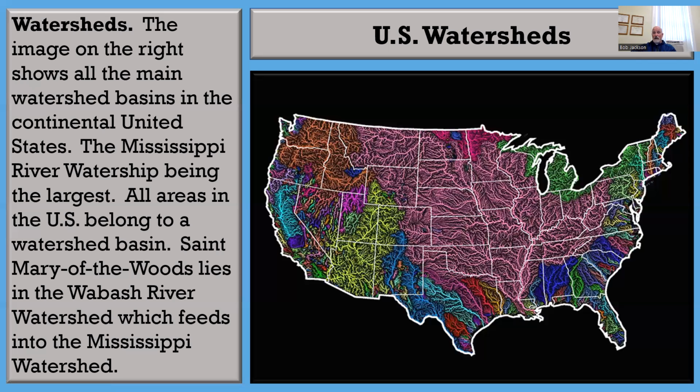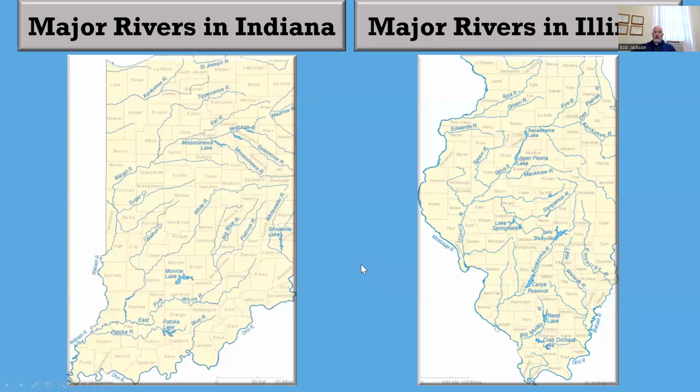what stream would it go in? Get them to know where the local streams are. I didn't put one for Vigo County on here, but for each and every one of your counties, you can go to your NRCS website and you can find a map of where all the streams are around you. People should know. I mean, you're in a watershed. It's a conservation unit.